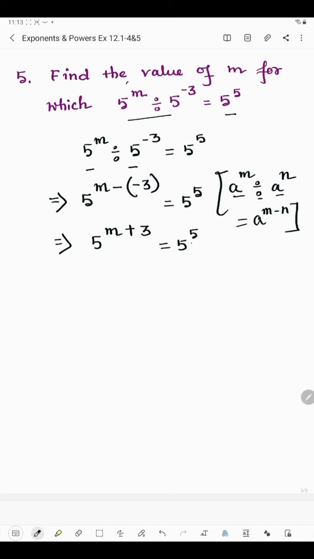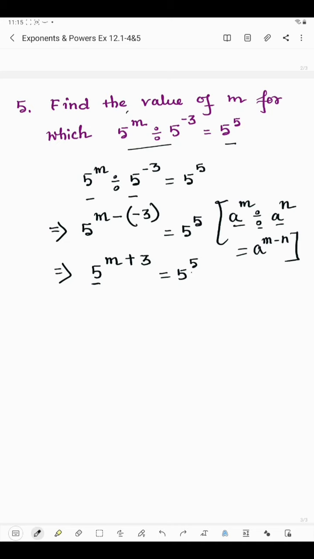Now we can see that we have the same base on both sides and in between an equal sign is there. That means whatever value we get from the left hand side, the same value we will get on the right. And to get the same value on both sides, we need to compare the powers of equal bases. Here we have the equal base which is 5. So we need to compare the powers. Since the base is the same on both sides, we will compare the powers to get the value of m. So we'll write, comparing the powers.